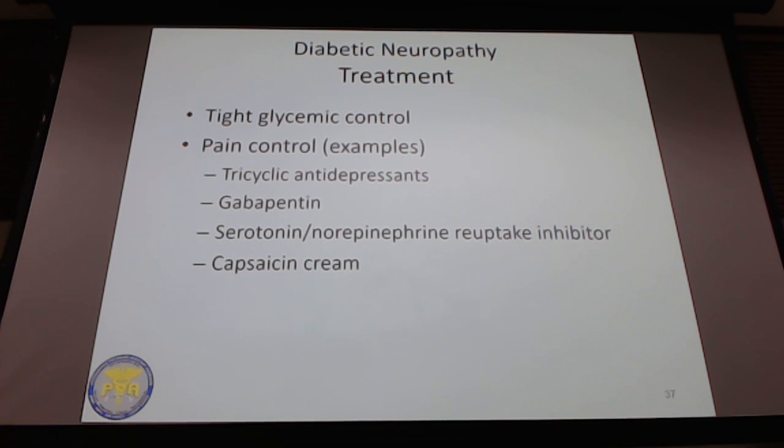A 500-pound patient comes in, the A1C is through the roof. You don't want to scold them and reprimand them. Try to get realistic goals for them and work with them. Be an advocate for your patient.